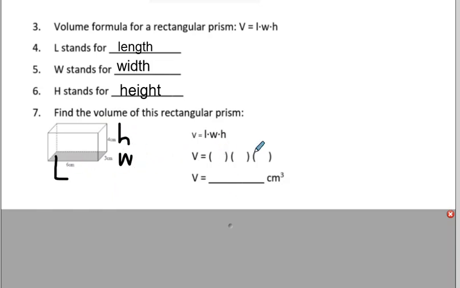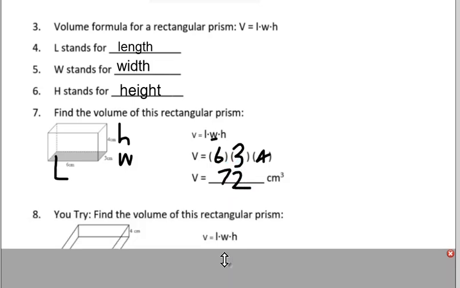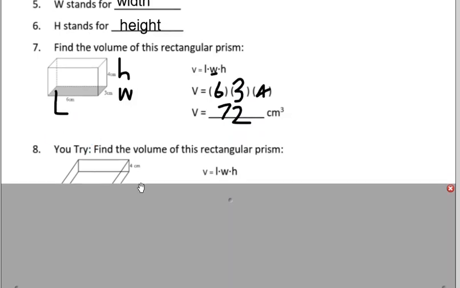Okay, so we've got the length is 6. I'm substituting in. We know L is 6, so we're going to put it in our first parenthesis. Then we're looking for W. Well, W is 3, so we're going to plug 3 in. And then we're looking for H. The height is 4. Then you're going to multiply all 3 of those numbers. I want you to do that on your own and then write down the answer. Okay, you should get 72 centimeters cubed once you multiply all of those numbers.